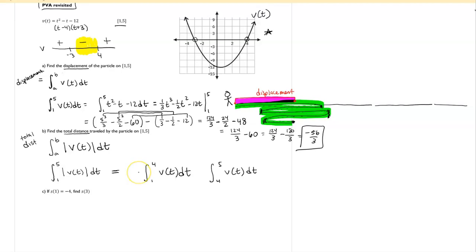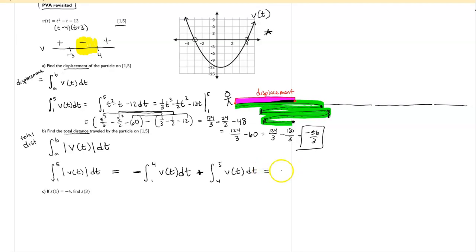So what we actually have to do is, because the signed area that this integral is going to find is going to be negative, we actually need to take the opposite. So I'm actually going to have the negative integral from 1 to 4 of v of t dt. And then we're going to add that to our integral from 4 to 5 of v of t dt.